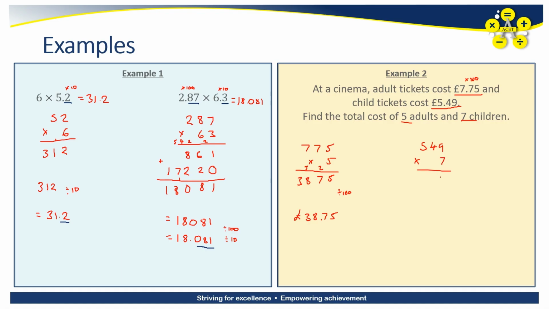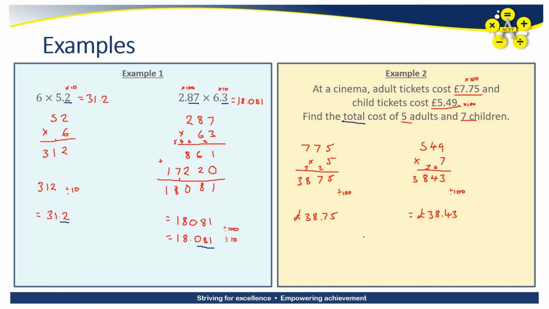9 times 7 is 63, so I keep the 3, carry the 6. 4 times 7 is 28, add the 6, gives me 34. And 5 times 7 is 35, with the 3 gives me 38. Again, I multiplied by 100, so to inverse this and to get the right solution, we divide by 100, giving me a cost of £38.43.